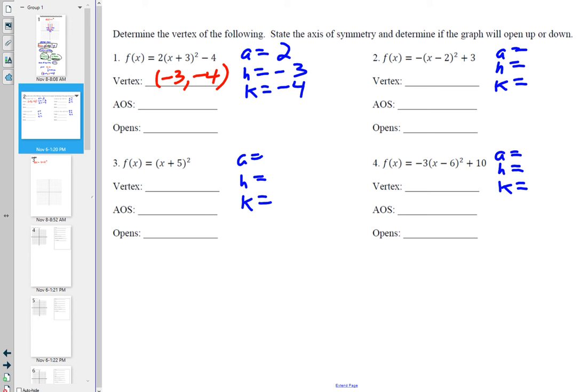Axis of symmetry is going to be the same as it was last week. x equals h. I have h. Now just don't forget the x equals part. The x equals part is what tells you that it's vertical. It's a vertical axis of symmetry. So it's going to be at x equals what? -3. And it's just going to open up or down? Down. No, up. Yeah, a is positive, just like last week.